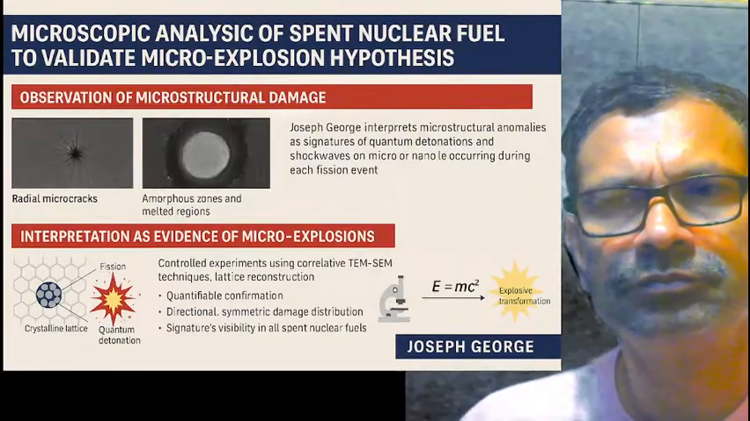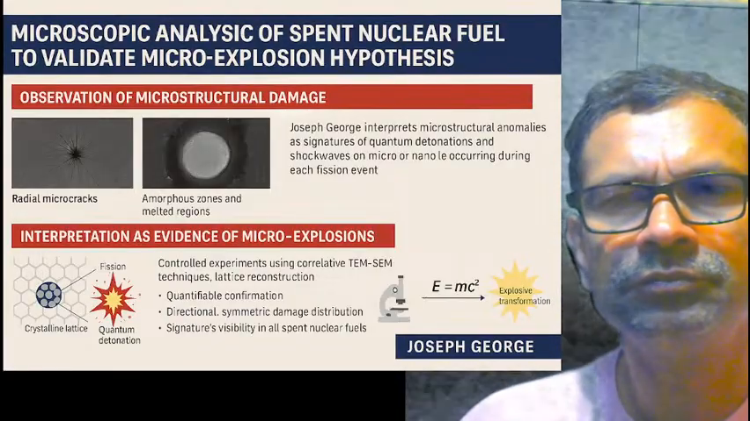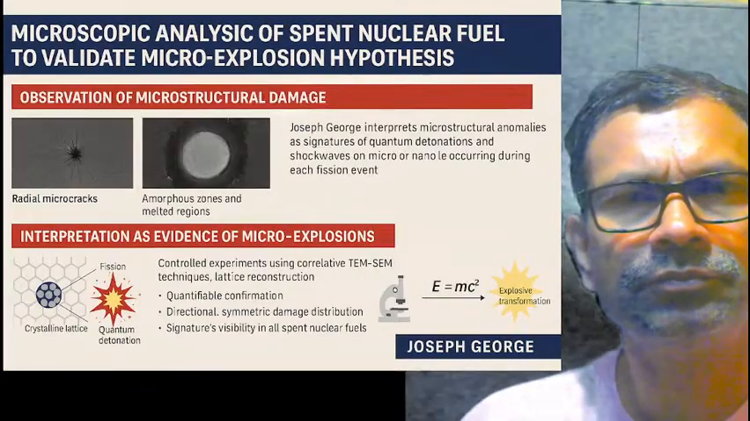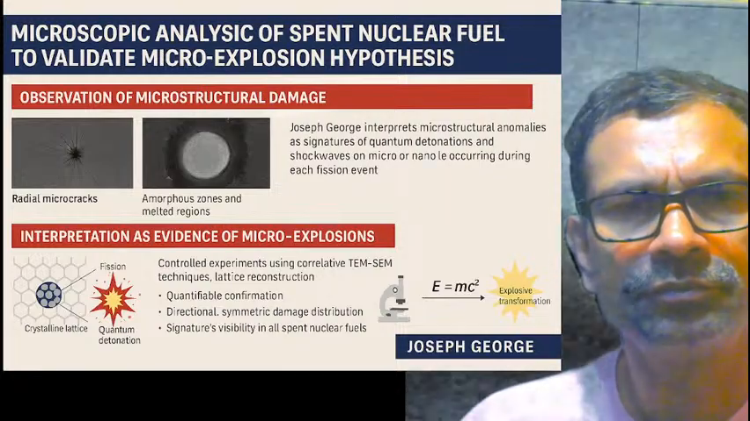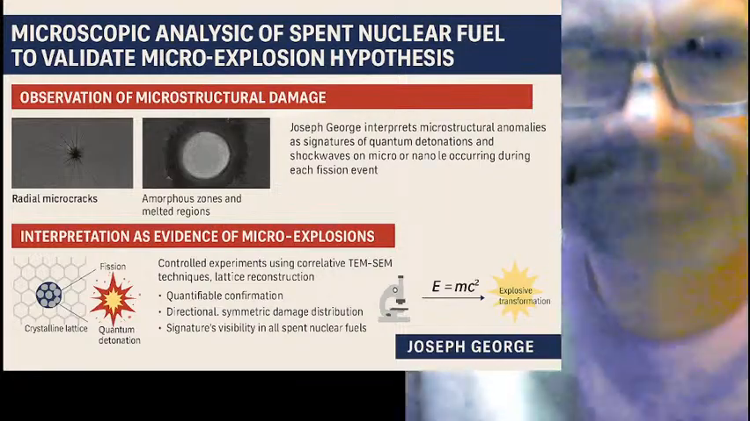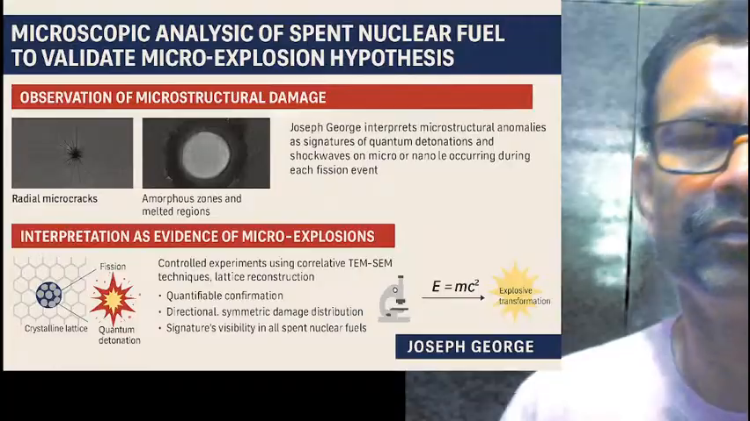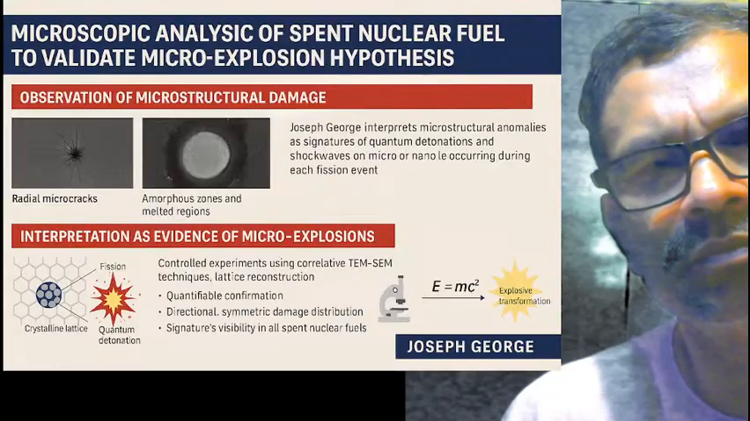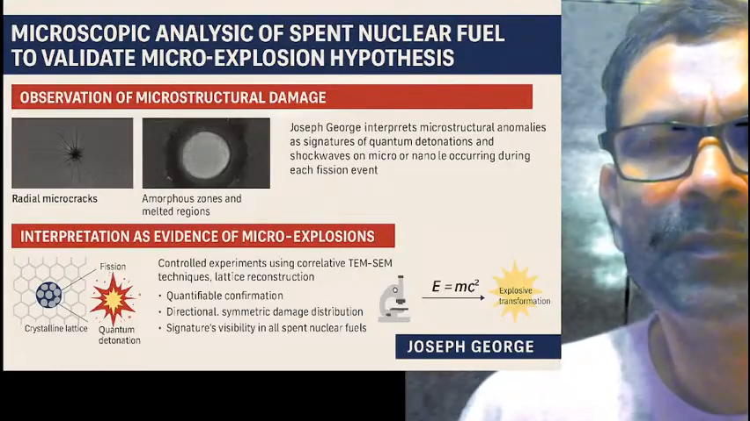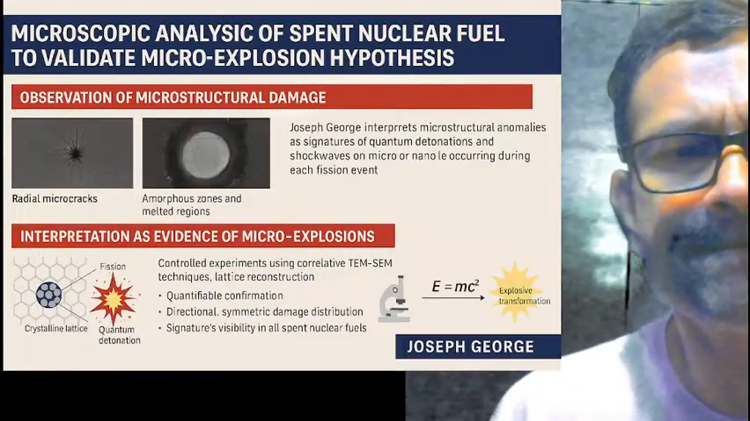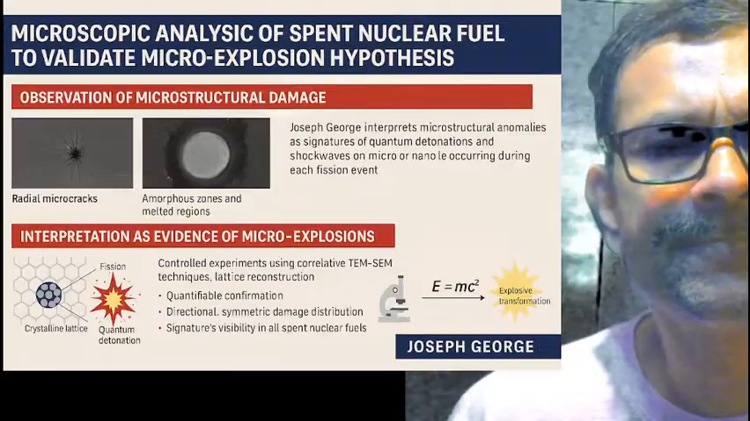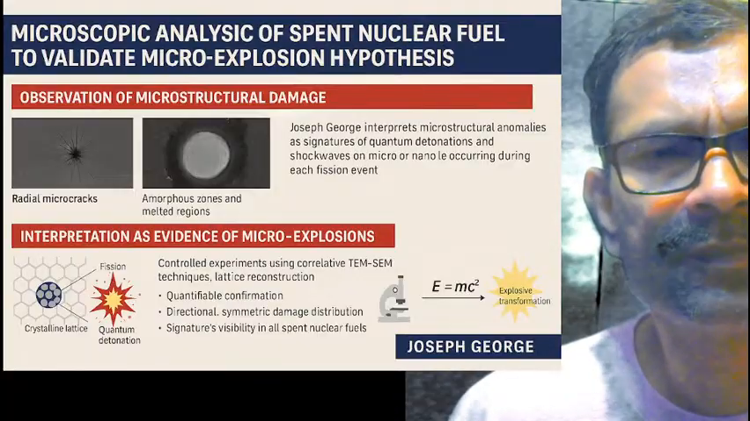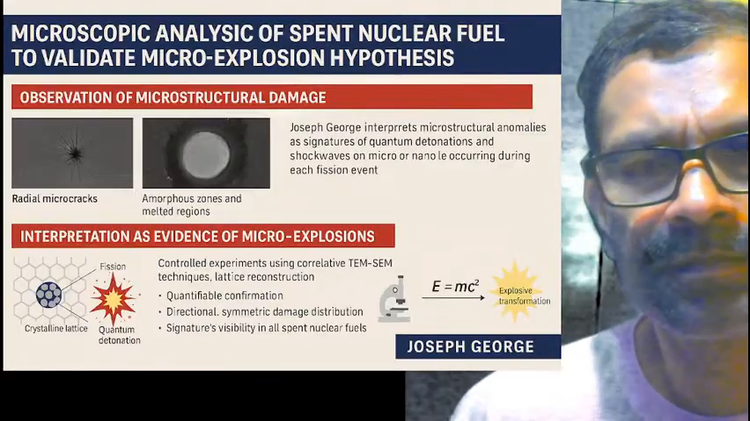Joseph George uses the microscopic analysis of spent nuclear fuel as a central empirical pillar to validate his micro-explosion hypothesis of nuclear fission. His approach diverges from conventional interpretations by suggesting that the energy release in nuclear fission is not merely a smooth conversion of mass into kinetic energy, but rather a localized detonation process at the atomic scale. Here's how the analysis supports the hypothesis.